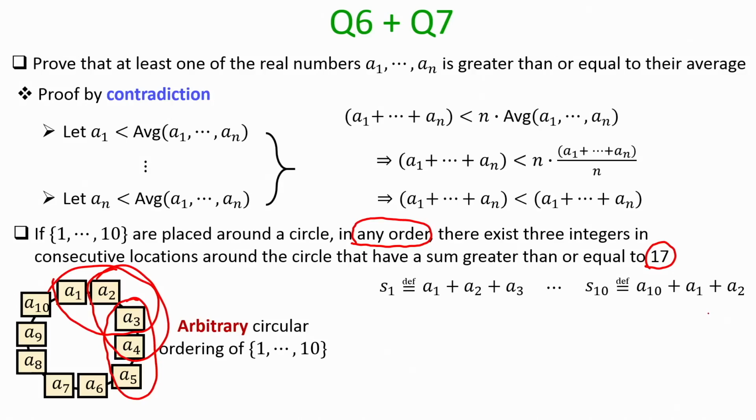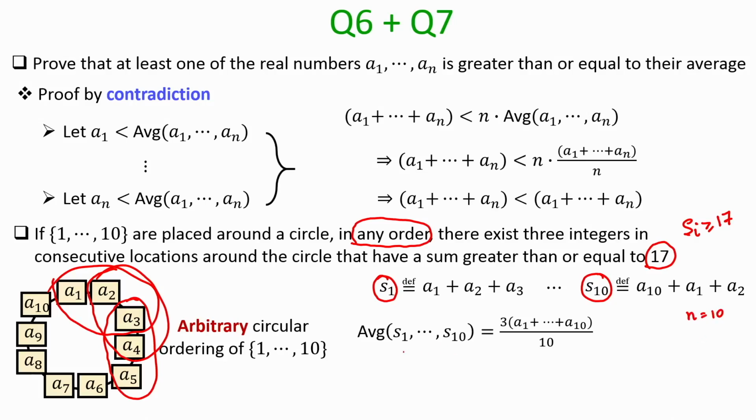Okay. And what is my goal? The question says that either S 1 is greater than or equal to 17 or S 2 is greater than or equal to 17 or some S i is greater than or equal to 17. That is what I want to prove here, because I have taken the different possible sums of 3 consecutive numbers in this circular arrangement. Now, I can interpret S 1, S 2 up to S 10 as 10 possible values. That means, let n equal 10.